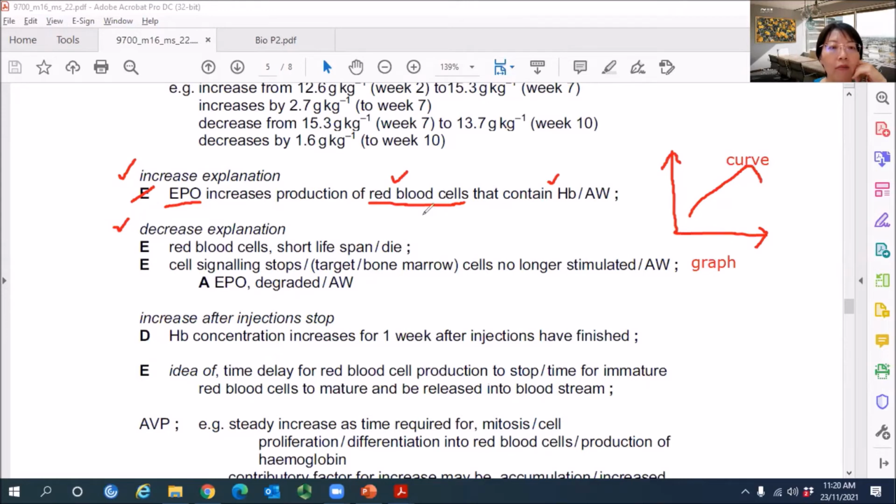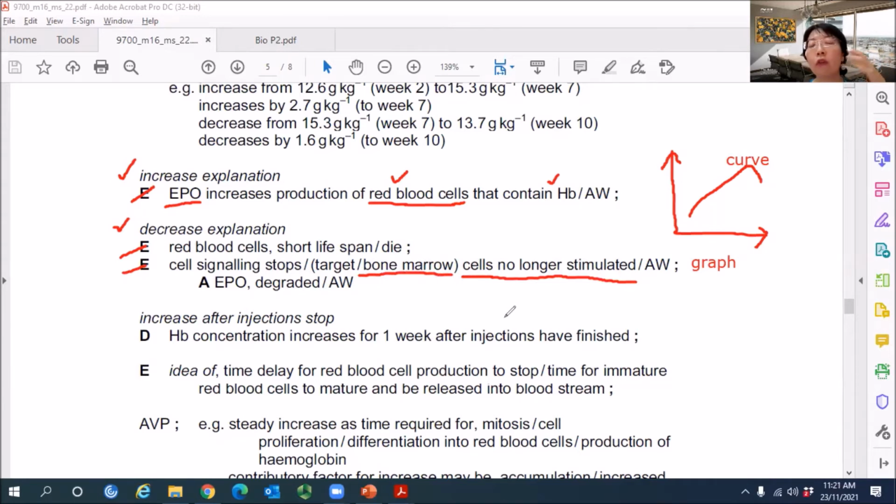So the curve moves down. Describe, explain why it moves down. Okay, because you know that red blood cells have got a short lifespan, 3 months, right? So every 3 months, they will die. So there could be a cell signaling that stops. Once you have produced enough cells, there will definitely be a signal to stop the production of the cells. So there's no more cells. So the bone marrow cells are no longer being stimulated to produce the red blood cells.